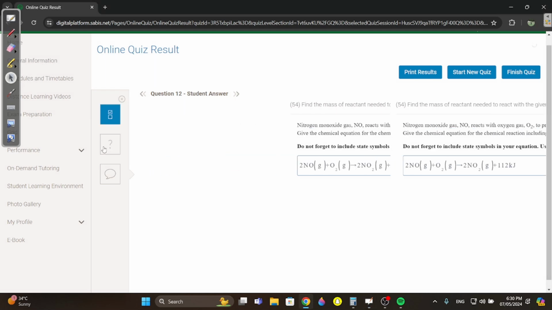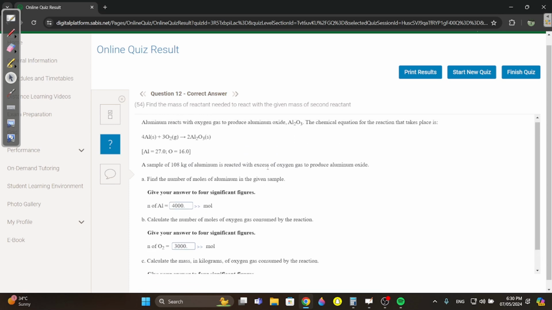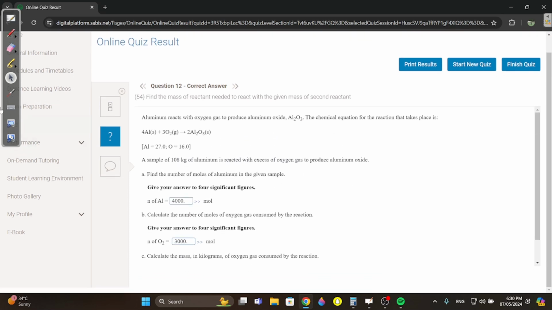Question 12. These are old questions, but I'll go over them. So they gave us a reaction. They're saying 108 kilos of aluminium is reacted with excess oxygen to produce aluminium oxide. Just because they give you the word excess, don't think it's a limiting excess exercise. A limiting excess exercise can only be identified when they give you 2 values. Here they only gave us one number, and that's 108.